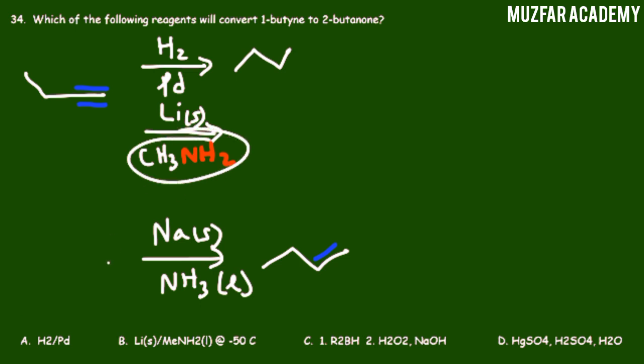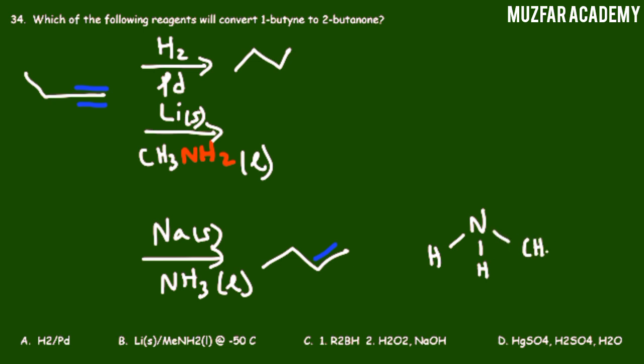Now, methylamine and ammonia, they're very similar. The only difference is, instead of having 3 hydrogen atoms on the nitrogen, one of them has been substituted with a methyl group. But the end result is going to be the same. We're going to get an alkene.